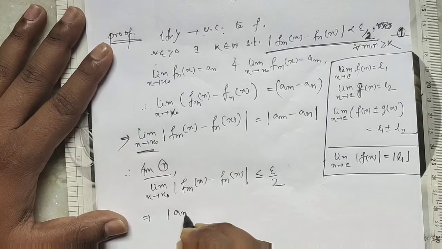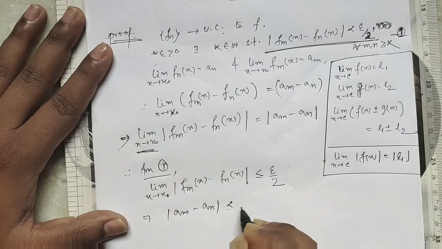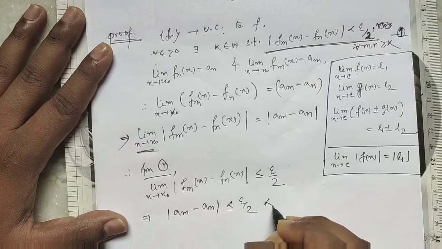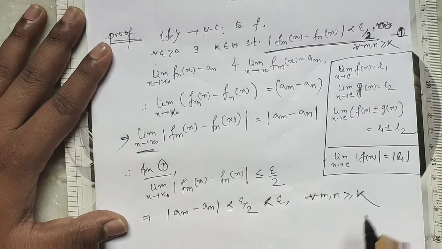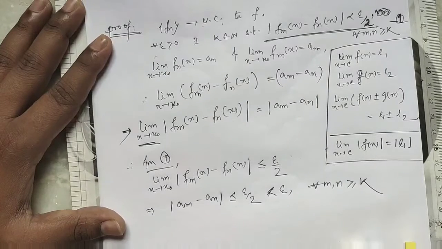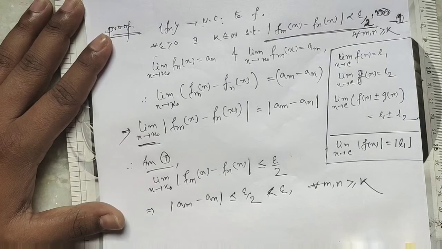So this is mod of am minus an is less than or equal to epsilon by 2, which is less than epsilon for all m, n greater than or equal to k. Okay, for all m, n greater than or equal to k. Clear?